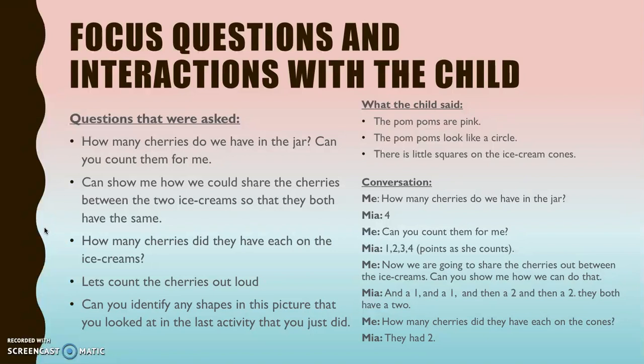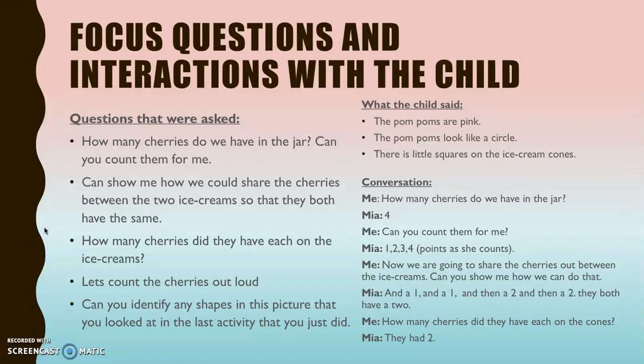I physically got her to state how many cherries we have in the jar. So she's able to distinguish how many we have first before she can share them. She stated the number that we have. I got her to count them by herself or out loud together. And then the way that she had done it, I've got it here. She said, I have a 1 here, a 1 here, then I have a 2 there, a 2 there, and then they both have 2. And then I got her to reinforce and count how many cherries were on the ice creams to make sure that she was correct.